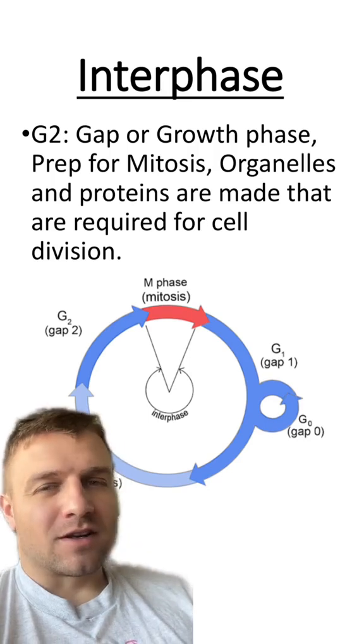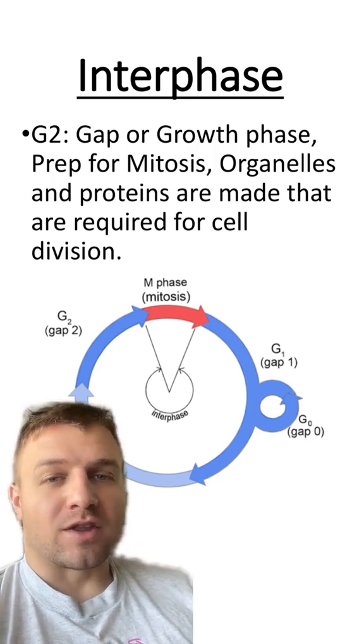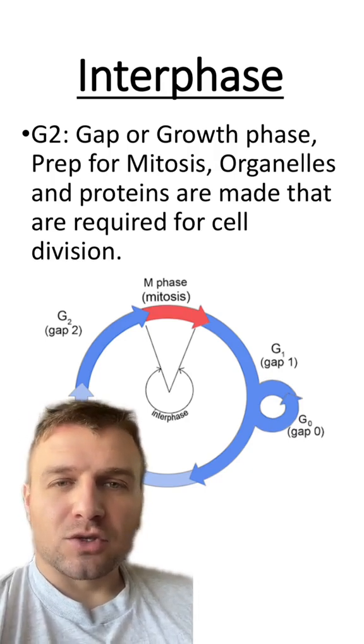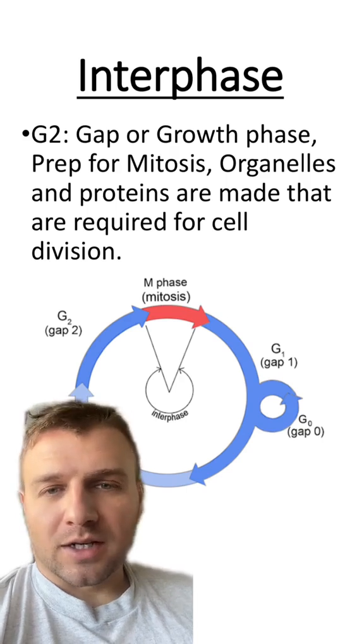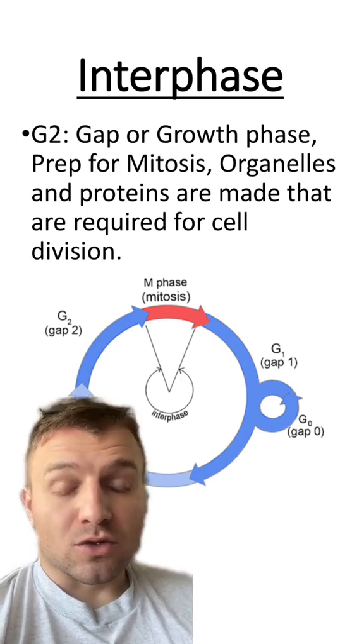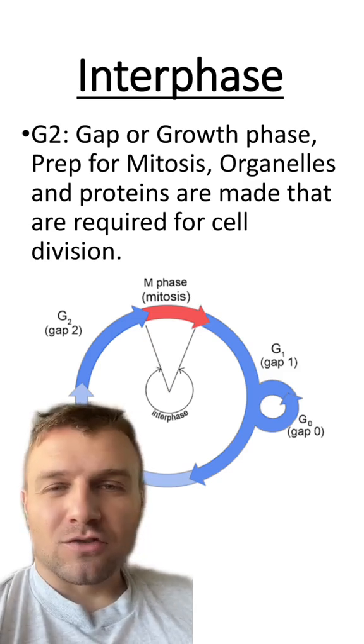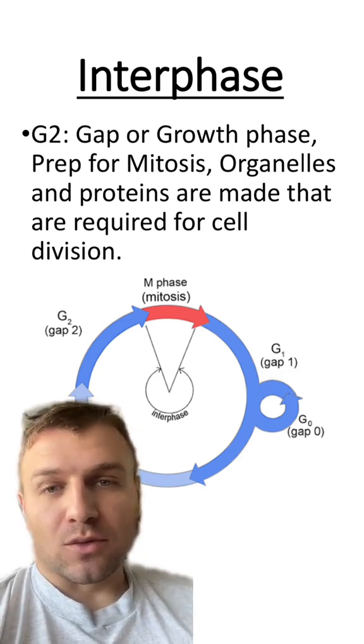The last part of interphase is known as the G2 phase or the gap or growth 2 phase. During the G2 phase, the cell is going to prep for mitosis by making organelles and proteins that are going to be required for cell division. You can see the G2 phase here in our illustration. After the G2 phase, cells will enter the M phase or mitosis.